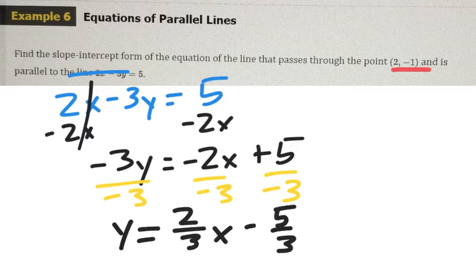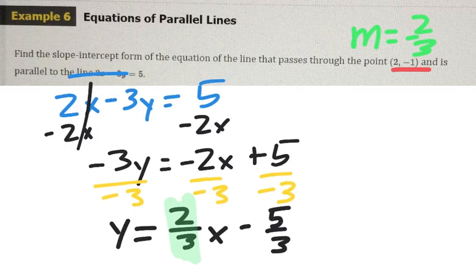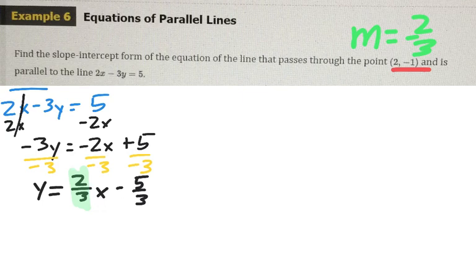So again, let's not lose sight of what we're doing. My line is parallel to this line. I know this line has a slope of 2/3. That means my line must have a slope of 2/3. What else do I know about my line? My line must go through the point (2, -1). So what all information do I know about my line? I know a point and the slope.